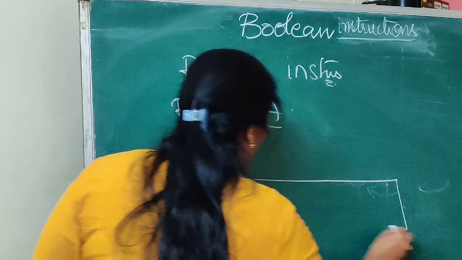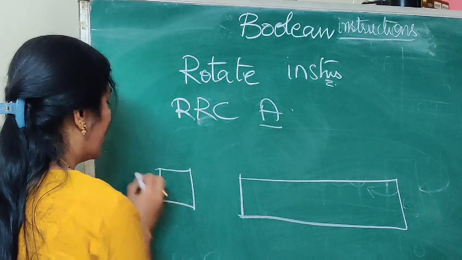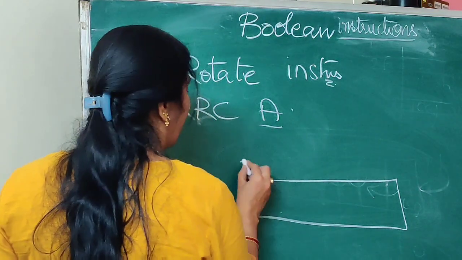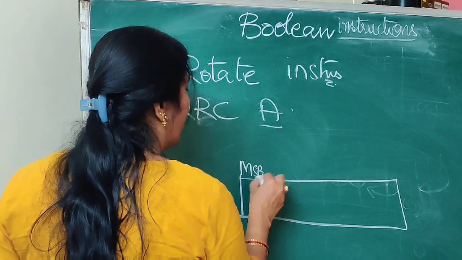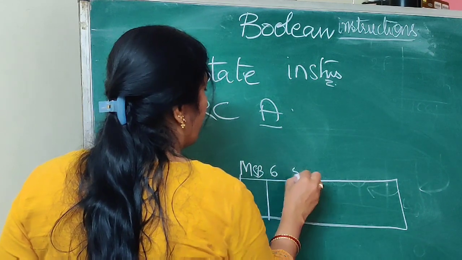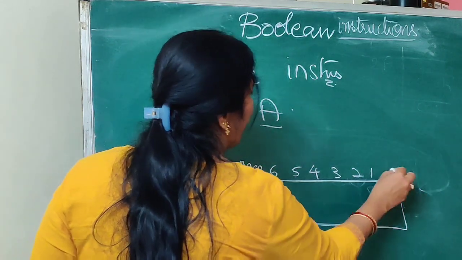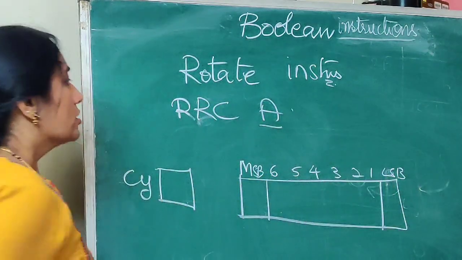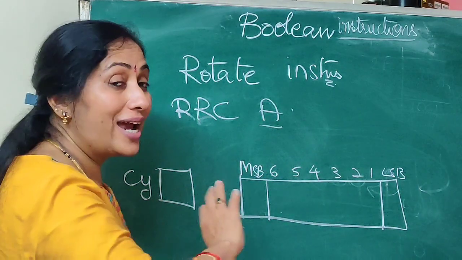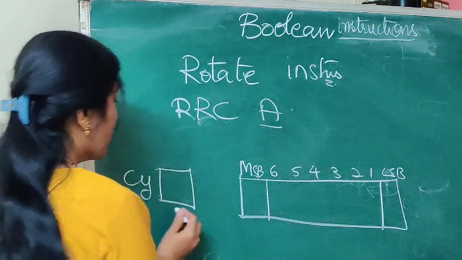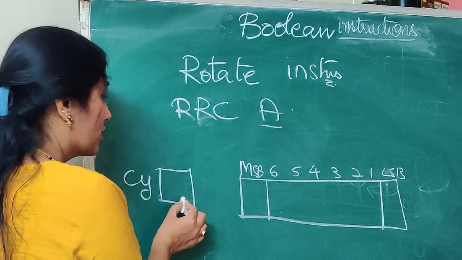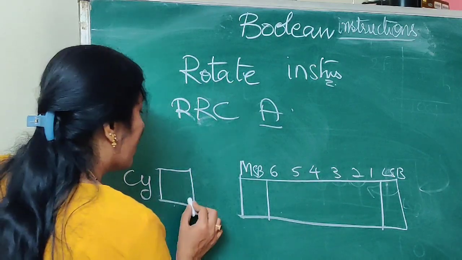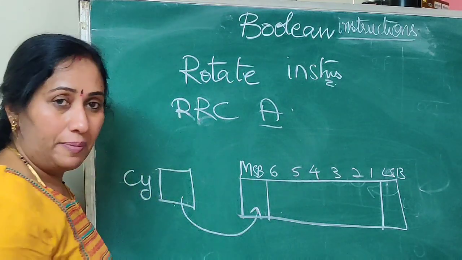Okay. So now what's going to happen? So this is going to be the carry flag. And this is going to be the accumulator wherein I am going to have the MSB bit. Next the 6th, 5th, 4th, 3, 2, 1, and this is going to be the least significant bit. So how the things are going to work? Rotate right. Whatever is the status of the carry flag, that will become the MSB bit.